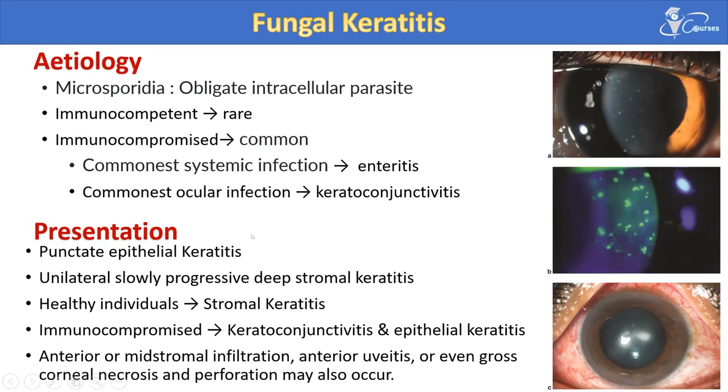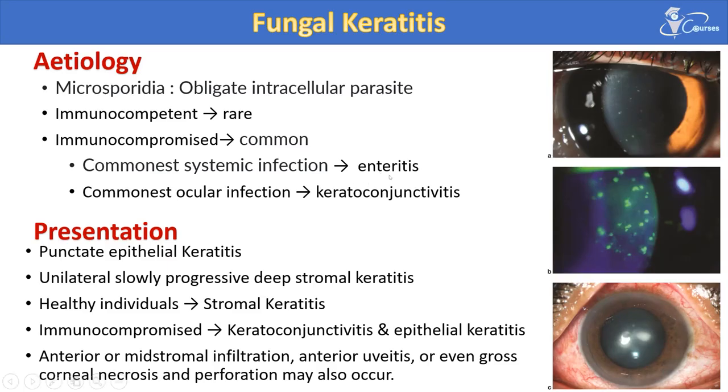It is a disease that is rare in normal healthy individuals. It is more common in patients who are immune suppressed, so it is more common in HIV patients, and usually those patients have a state of immune suppression. This keratitis is associated with an underlying systemic problem, which is enteritis. So if you are asked in the exam what the commonest systemic association or systemic problem will be, it will be enteritis.